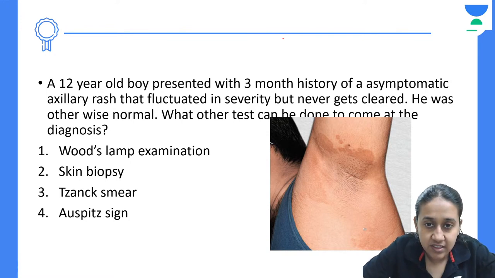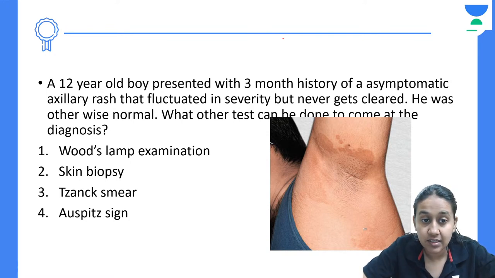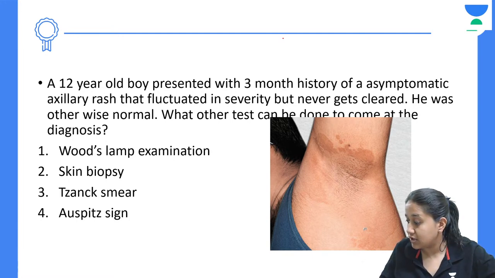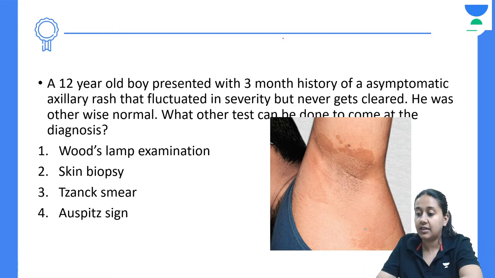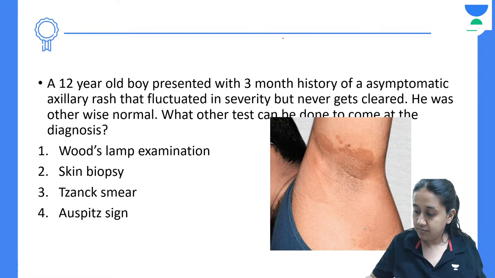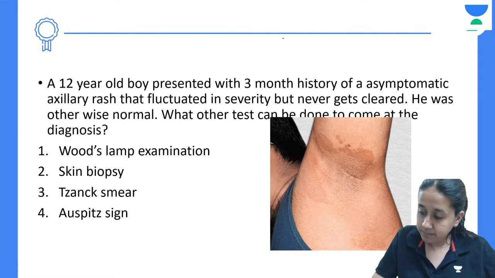A 12-year-old boy presented with a 3-month history of asymptomatic axillary rash that fluctuated in severity but never got cleared. He was otherwise normal. What other test can be done to come to a diagnosis for this particular patient? Anybody can tell me the answer here? Anyone?